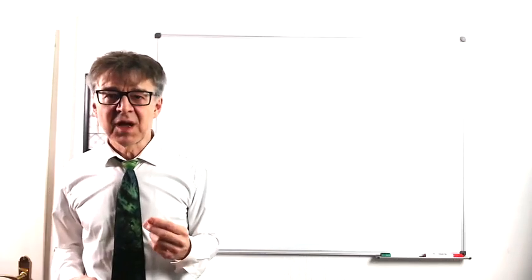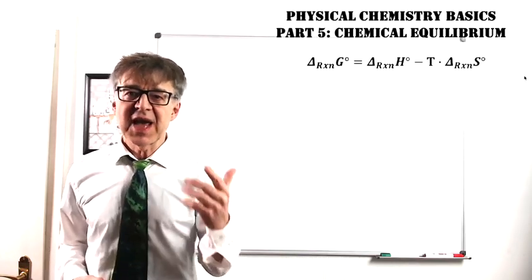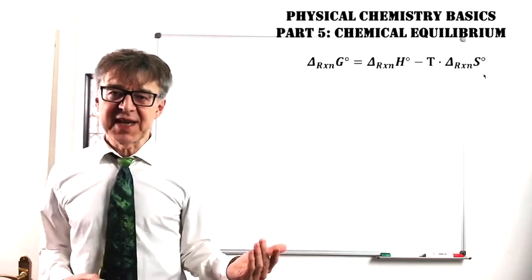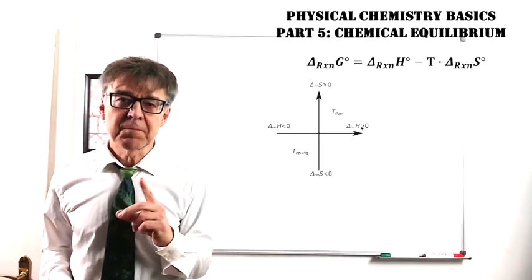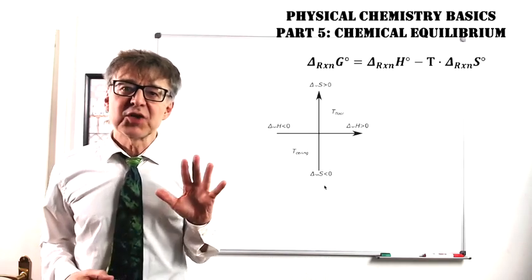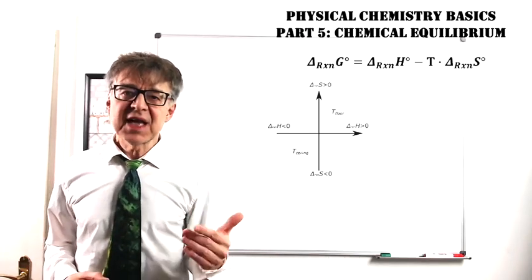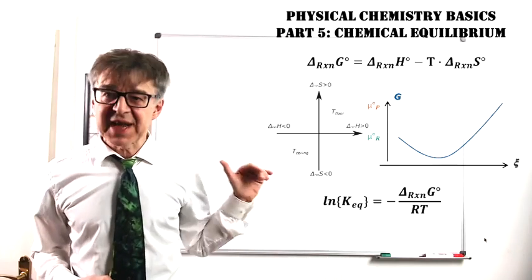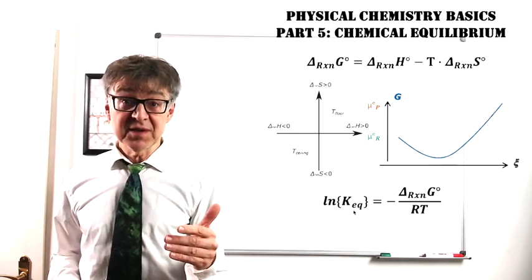Let's summarize. We saw that the affinity of a process has two contributions: the energetic contribution delta H and the entropic contribution delta S. Temperature always increases the contribution of entropy. The sign and magnitude of delta H and delta S and the temperature determine how large delta G naught will be. This standard Gibbs free energy delta G naught corresponds to the difference in instability of reactants and products. From delta G naught we can calculate the equilibrium constant K.